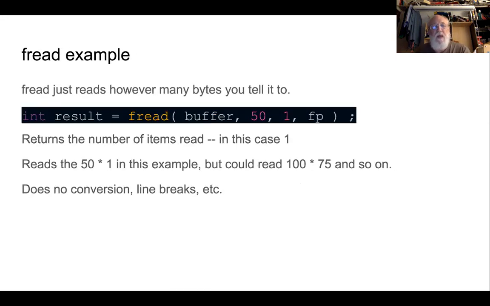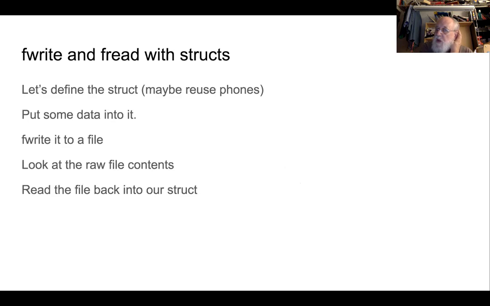Here's an example of fread, which we went through in the last one. Here's what we're going to do, at least in a code example in just a minute, with fwrite and fread. So we'll define a struct. In this case, I'm going to reuse the phone struct. It's already out there in Canvas, I think, in phones.h. It describes some of the attributes that you might capture to describe a particular instance of a cell phone. We'll put some data into it, because an empty struct is pretty boring. We'll fwrite a couple of them out to a file.